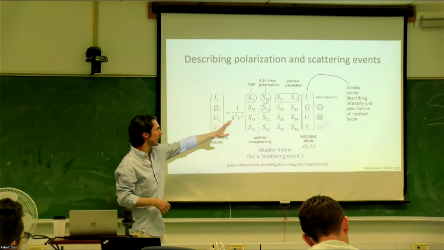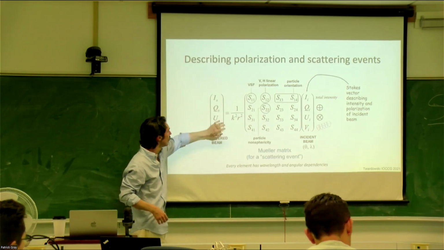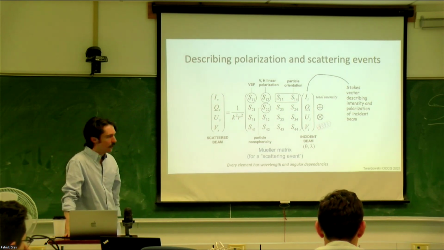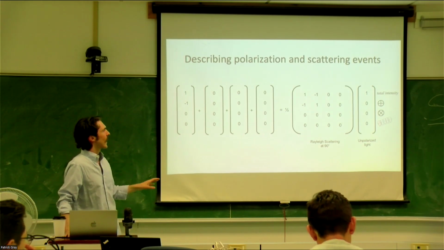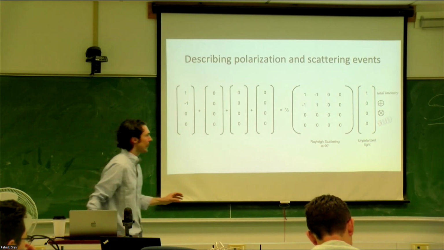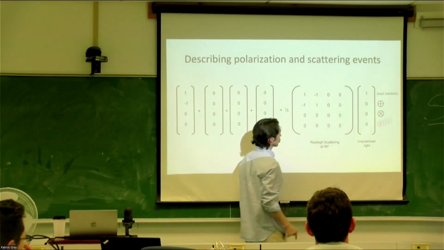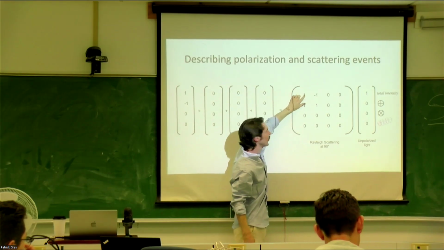And then that's the incident light. It's transformed by the Mueller matrix and a factor here, and then we get the scattered beam. So let's think about some super simple examples. Let's think about Rayleigh scattering at 90 degrees. Let's just say it's unpolarized light. That's just 1 and 3 zeros. Rayleigh scattering here, this is basically just the VSF.